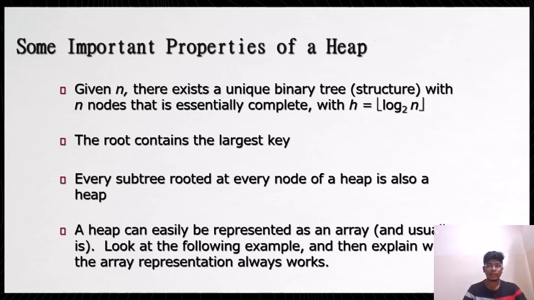The important properties of a heap. Given n nodes, there exists a unique binary tree structure with n nodes that is essentially complete with h equal to log to the base 2 of n. The root contains the largest key. Every subtree rooted at every node of a heap is also a heap. A heap can also be represented as an array, and we can see in the next page an example and then explain the array representation.